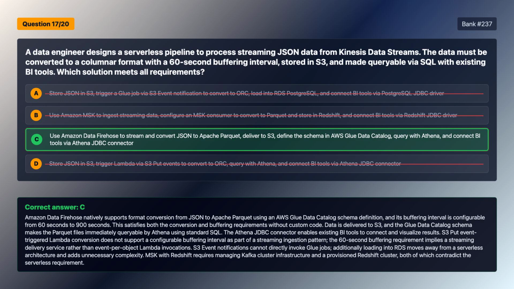S3 put event-triggered Lambda conversion does not support a configurable buffering interval as part of a streaming ingestion pattern. The 60-second buffering requirement implies a streaming delivery service rather than event-per-object Lambda invocations. S3 event notifications cannot directly invoke Glue jobs. Additionally, loading into RDS moves away from a serverless architecture and adds unnecessary complexity. MSK with Redshift requires managing Kafka cluster infrastructure and a provisioned Redshift cluster, both of which contradict the serverless requirement.